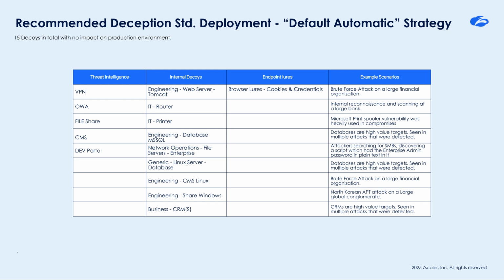One deception strategy in particular that should be looked at is the one called Default Automatic. This strategy includes 15 decoys covering a large variety of use cases and is designed to allow you to quickly and easily roll out Deception Standard in your production environment without impacting the environment itself. It is strongly recommended that you leverage this strategy to deploy Deception Standard.